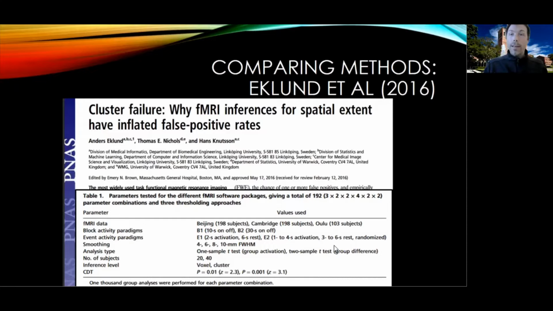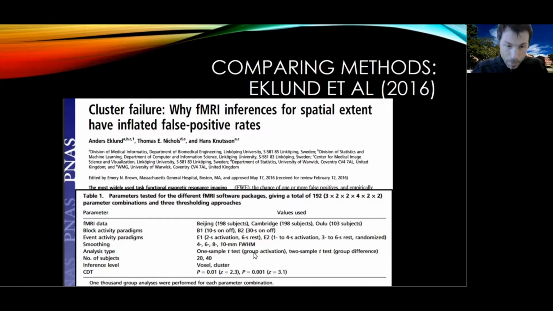And so they used all these different designs, pretending. They said, well, if our task was like this, even though the participant was obviously not doing any tasks since it was a resting state, how many times would we get a positive result? And then they varied a number of important factors. They looked at different levels of smoothing, 4, 6, 8, 10 millimeters, full width half max.